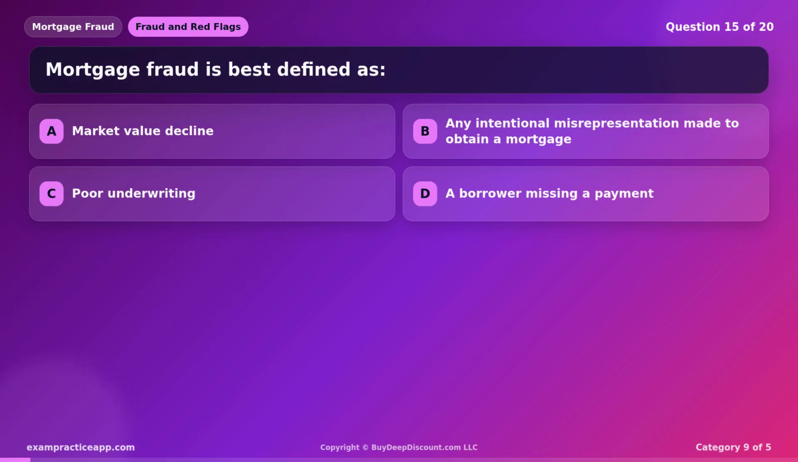Question 15. Mortgage fraud is best defined as option A, a market value decline. Option B, any intentional misrepresentation made to obtain a mortgage. Option C, poor underwriting. Option D, a borrower missing a payment. Take a moment to choose your answer. The correct answer is option B, any intentional misrepresentation made to obtain a mortgage. Explanation. Mortgage fraud involves intentional deception for financial gain.